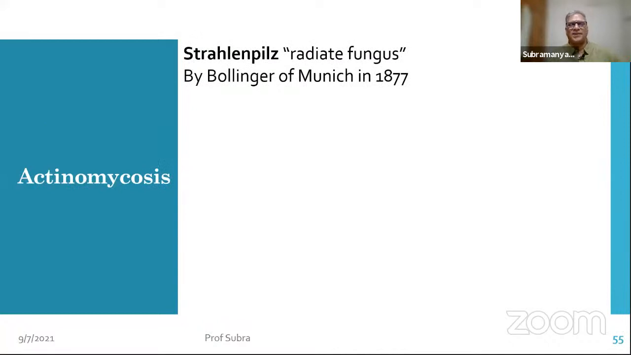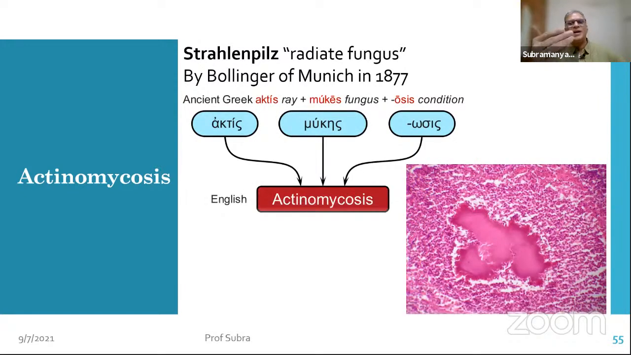Look at actinomycosis, for example. The reason why it is called actinomycosis is that initially it was named strahlenpilz, which means radiating fungus, by Bollinger of Munich in 1877. From that they decided that this is a fungal organism, and that is how they gave the Greek words: actis for ray, mykes for fungus, and osis for condition. So we have actinomycosis. But actinomycosis, we all know, is a bacterial infection, not a fungal infection. So in that way, it is probably a misapplication of terms.